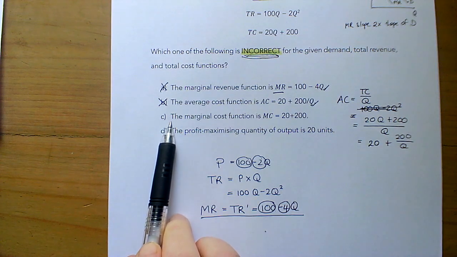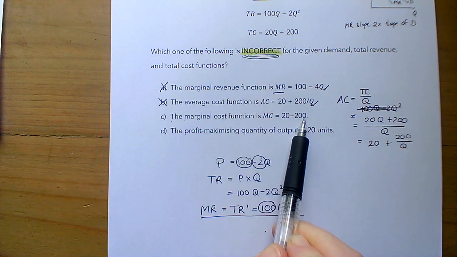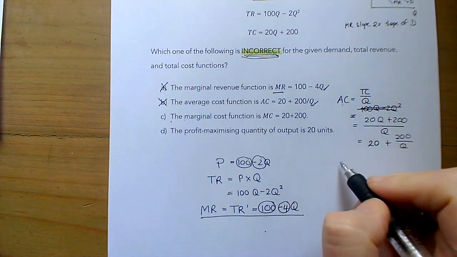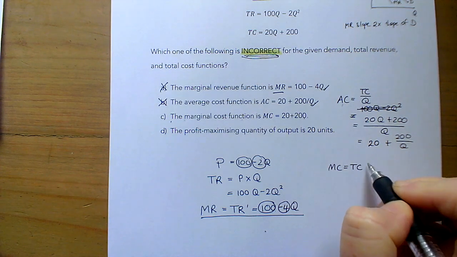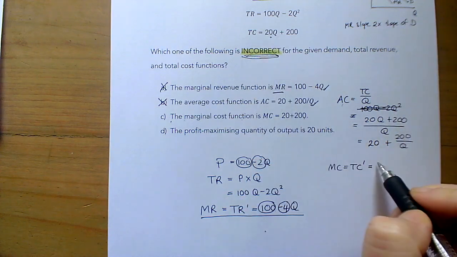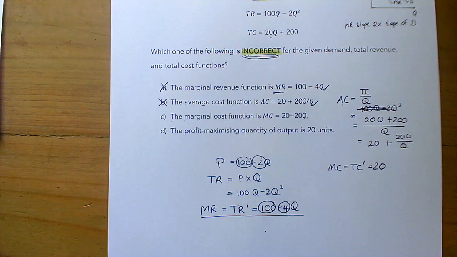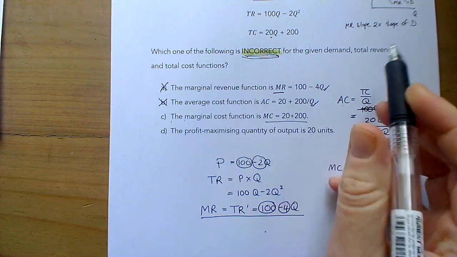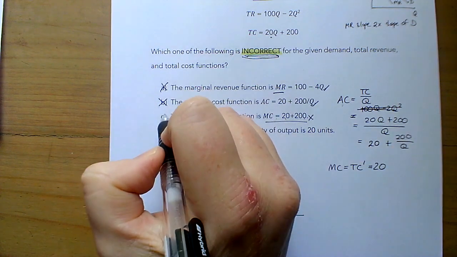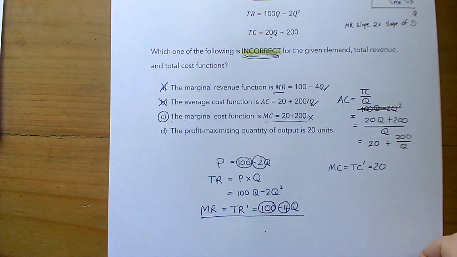Then I look at C. C says the marginal cost function is MC equals 20 plus 200. So we found AC by taking TC and dividing it by Q. MC is going to be the first derivative of TC. So if I take the first derivative of 20Q, I'd get 20. And the first derivative of this constant 200 would be 0. And so this statement here is incorrect. MC is equal to 20. And so this is a correct answer for this particular question.